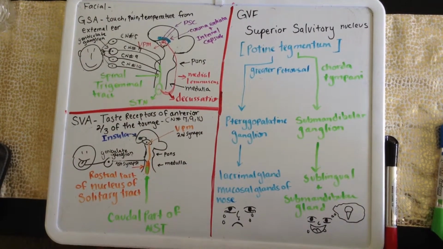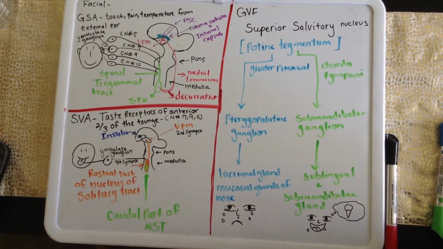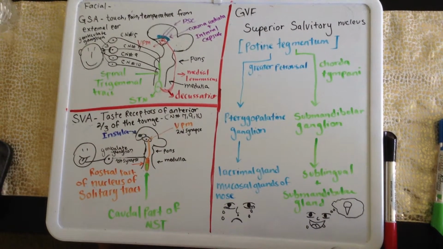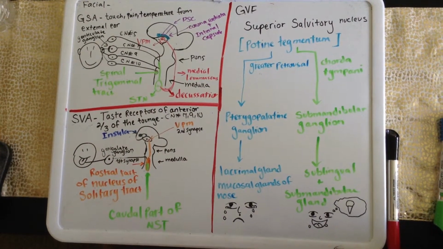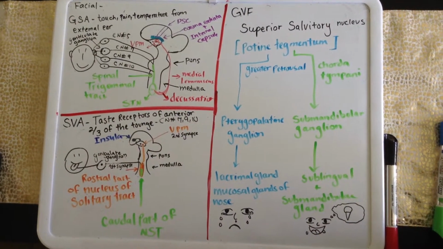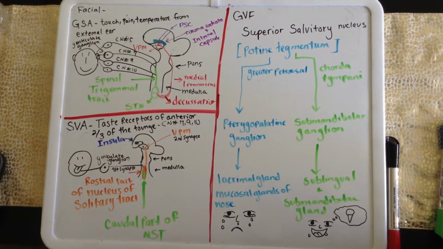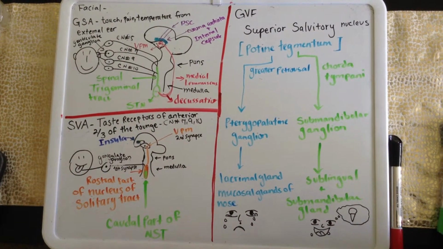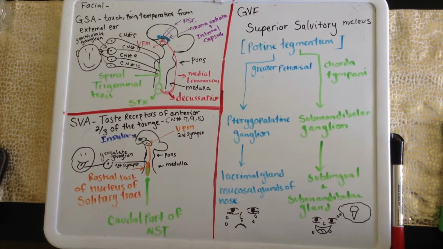Okay, so in this video we're going to talk about the facial nerve and its different fibers. Okay, so we have the GSA fibers, which stands for General Somatic Afferent. These fibers detect touch, pain, temperature from the external ear, and they use the ventral trigeminothalamic pathway.